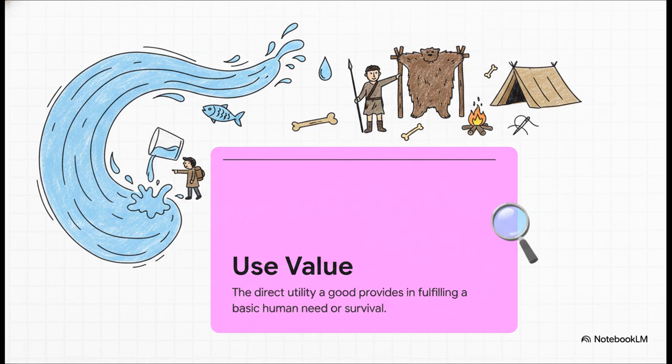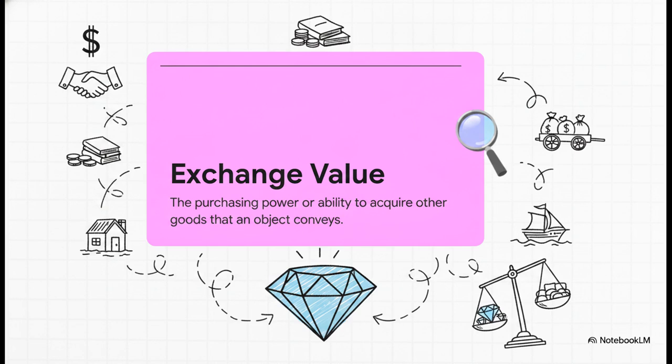Like, if you're an isolated hunter and you catch a bear, that bear skin has immense use value because it directly keeps you from freezing to death. But you have to contrast that with exchange value. This is where diamonds dominate.